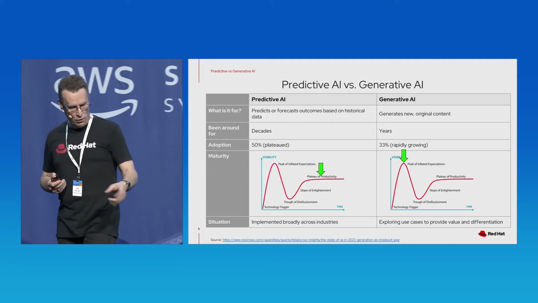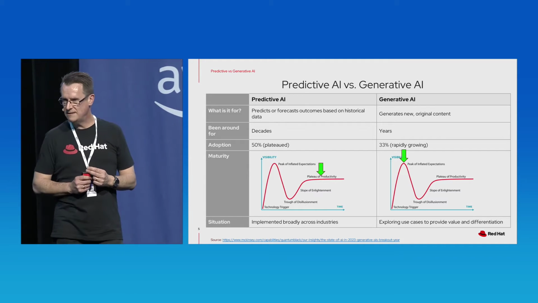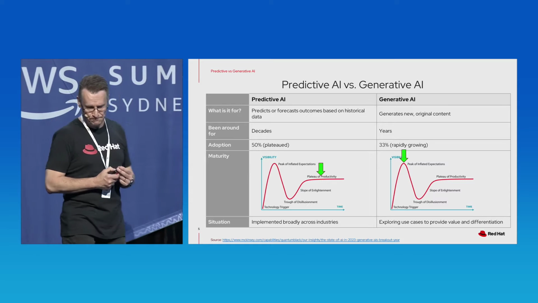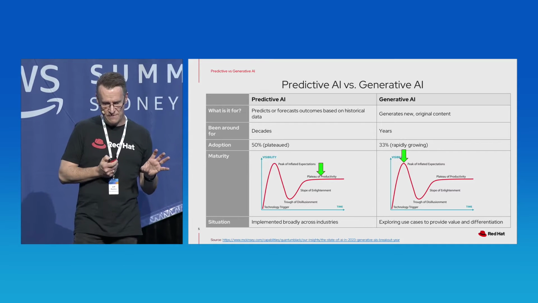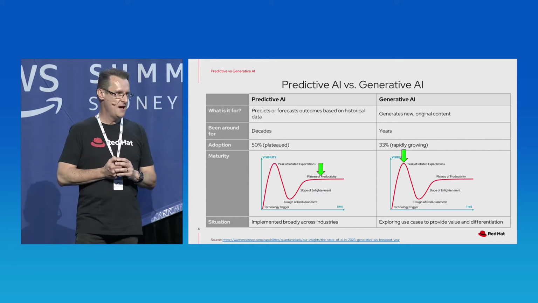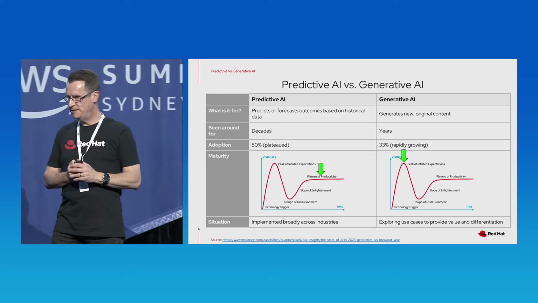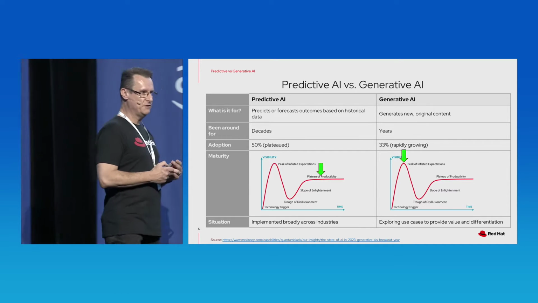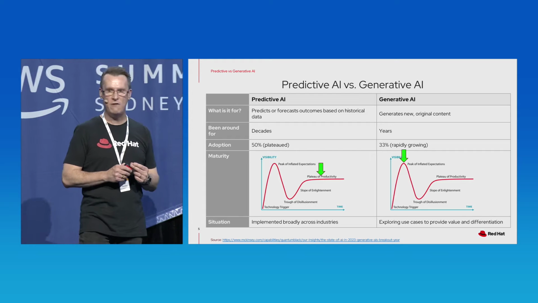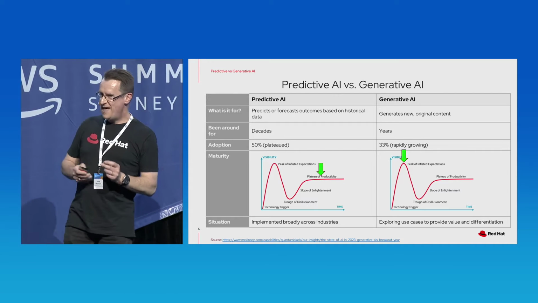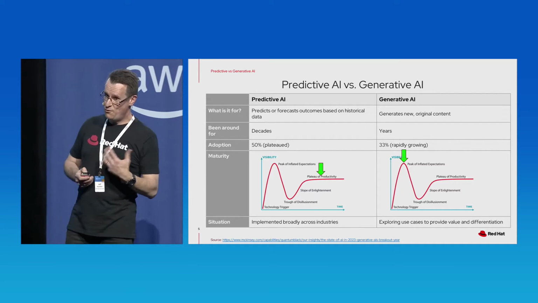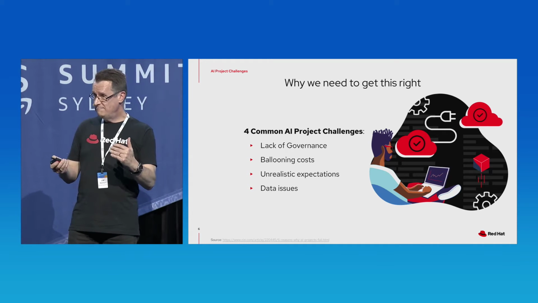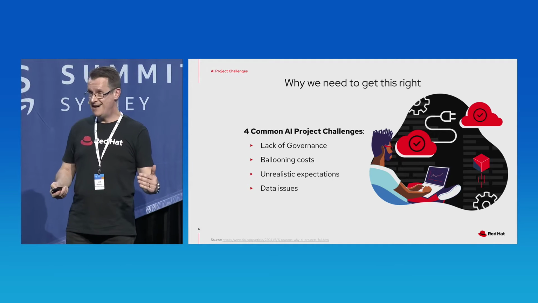When we look at the adoption here, we can see that there's roughly a third of the market that has adopted this technology, but you can see that we are at the peak of inflated expectations. And for those of you that are familiar with this particular diagram, we're about to fall off the cliff into the trough of disillusionment. And that really comes down to one key reason. We need to be able to get this right, and a lot of organizations aren't.